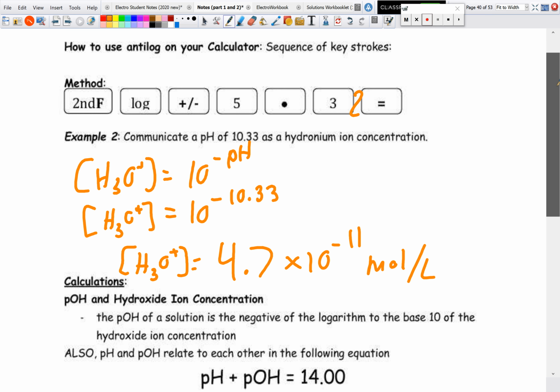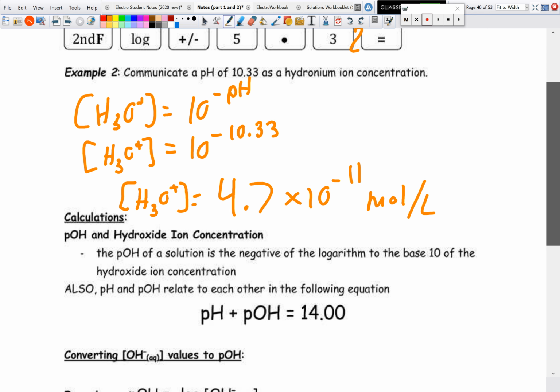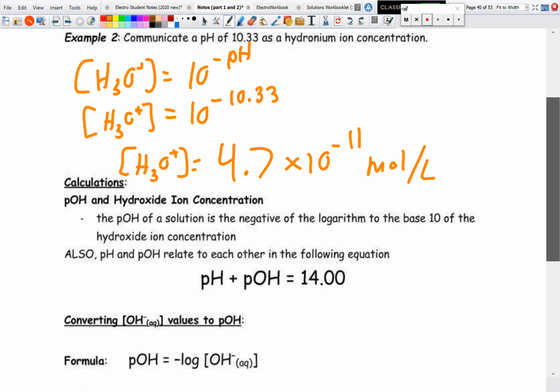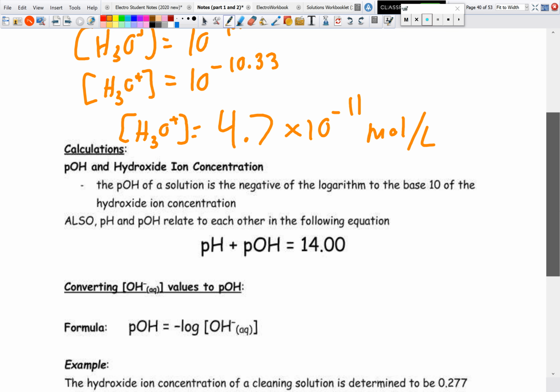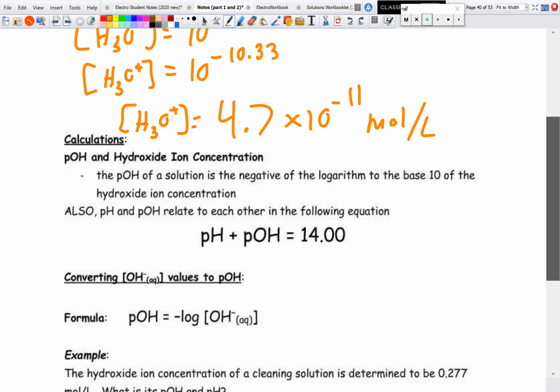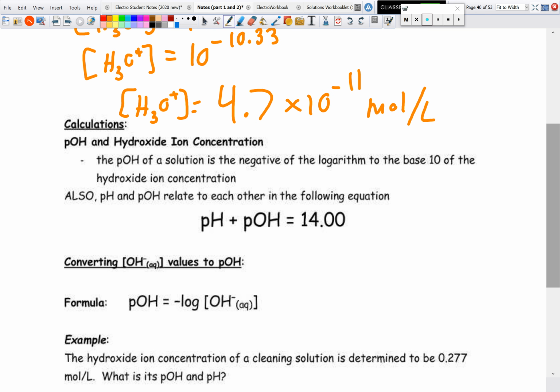Now, for our pOH, as you can imagine, if pH stood for power of hydrogen, then pOH is going to be power of hydroxide. So this is just using the exact same ideas about pH. We're just using it to describe the hydroxide ion concentration instead of the hydrogen. So the pOH of a solution is the negative log of base 10 of the hydroxide ion concentration.